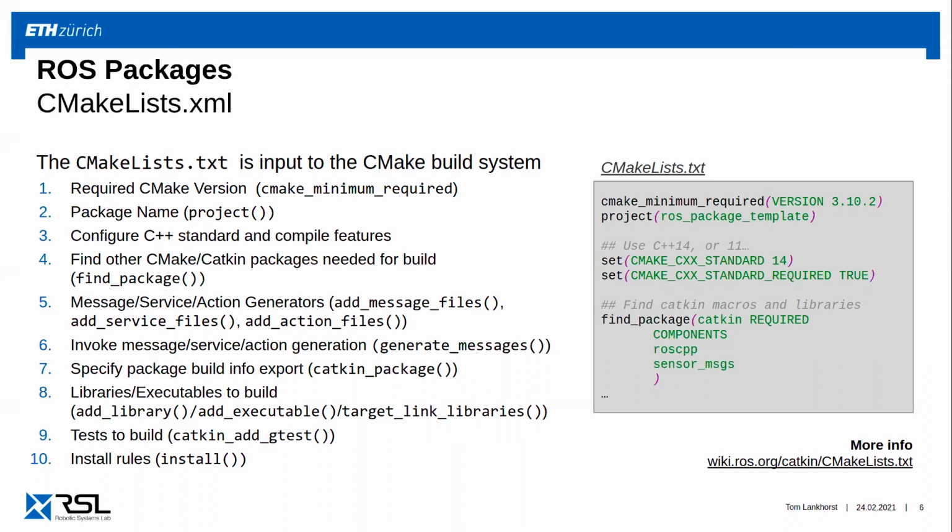Next is an important step. We are going to find the different packages that we depend on. And we do that by calling find package with the catkin argument, and then the components option with a list of dependencies that we rely on. And we have to make sure that the dependencies that are listed here are also reflected in the package.xml file. We cannot have ROS dependencies here that are not in the package.xml file. And the other way around, we shouldn't add packages to the package.xml file that we do not depend on in our CMakeLists.